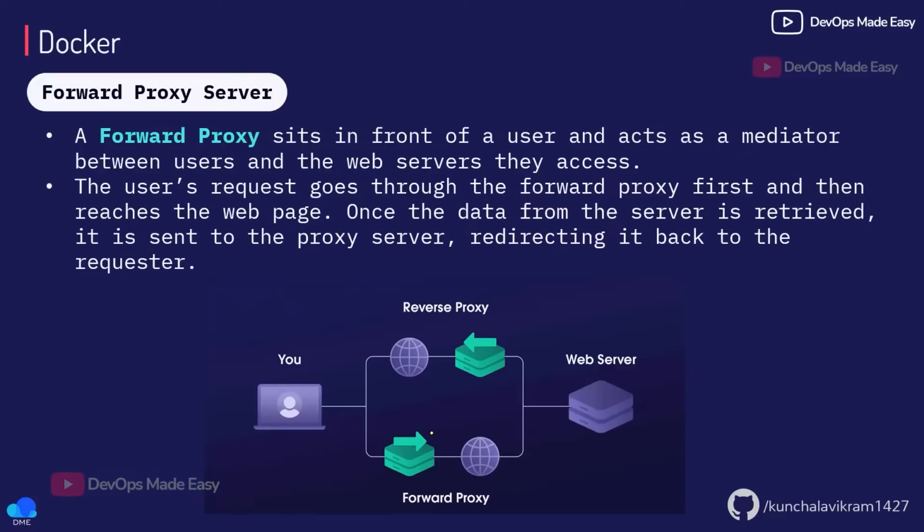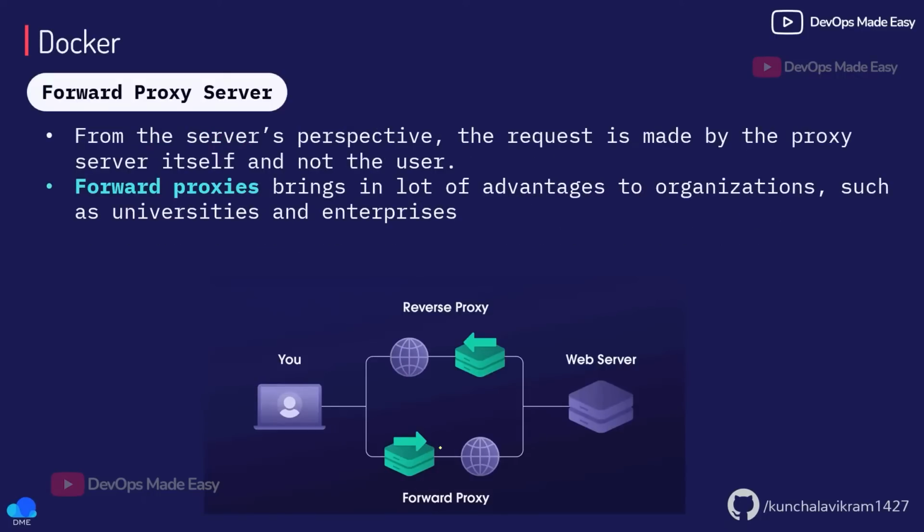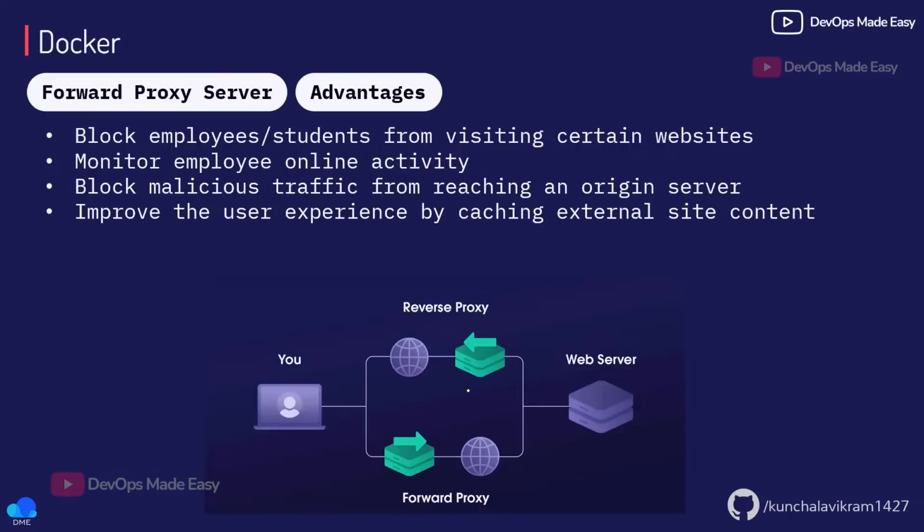So this forward proxy sits in front of the user. It is ideally used in order to restrict access to some websites and all that stuff, because this forward proxy can monitor the user requests. If there are any websites that are to be blacklisted, it can be done at the forward proxy. This is done inside organizations for their security. So they can block employees or students from visiting certain websites, like if I wanted to block YouTube or Gmail within the organization, the forward proxy can block it.